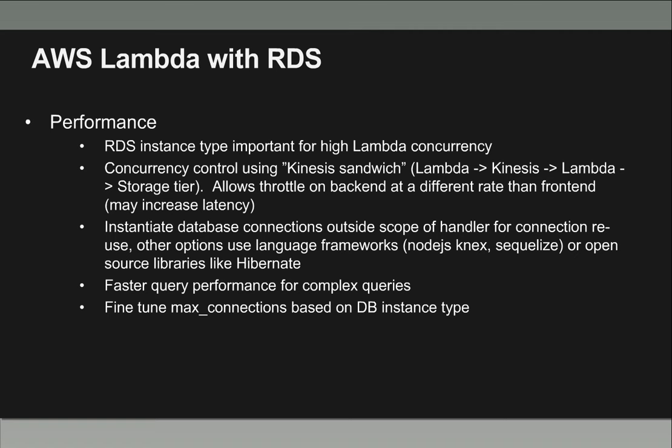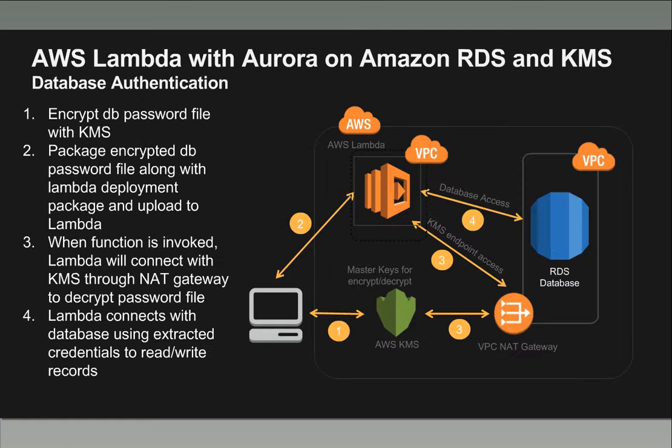Also make sure that you fine-tune the max connection setting for each database instance type. Keep in mind that every database instance type has different max connection settings. So when you are invoking a Lambda connection to a T1 database versus a C1 database type, each has its own max connection setting. So make sure that you tweak and tune appropriately for your Lambda functions.